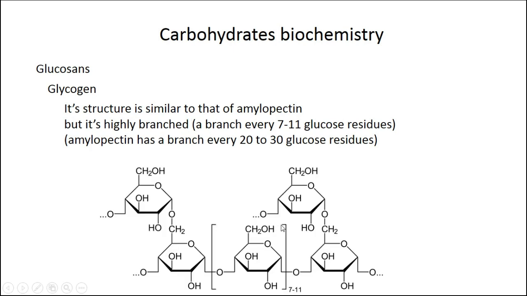As you can see here, there is a branch every 7 to 11 glucose units. There are 7 to 11 glucose units, and you have a branch here and a branch here. So there is a branch every 7 to 11 glucose units. But in the amylopectin, there is about a branch every 20 to 30 glucose units.